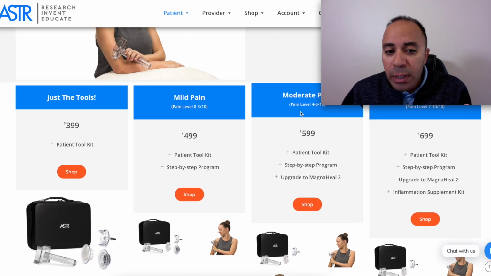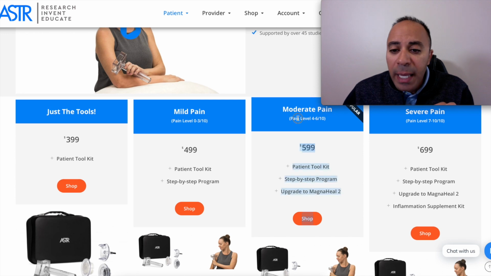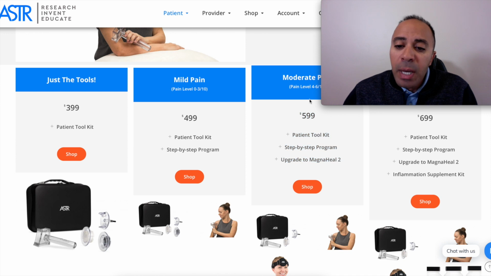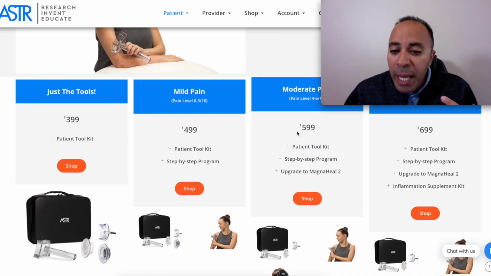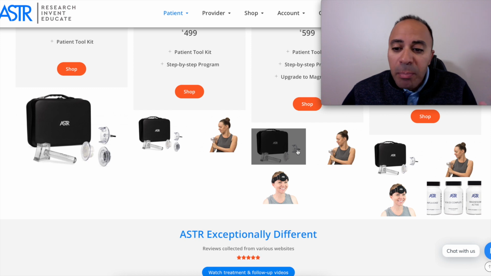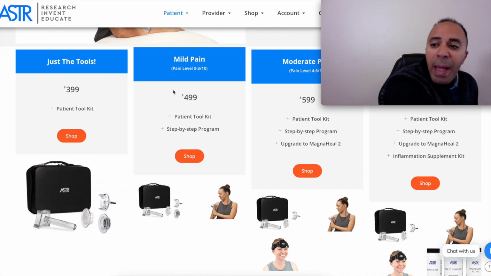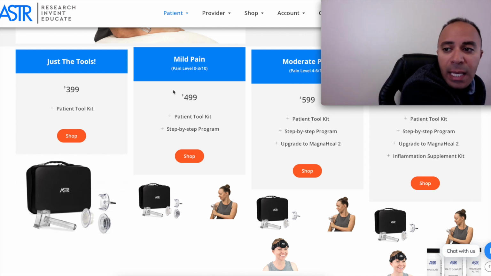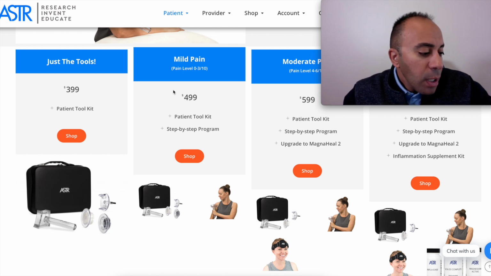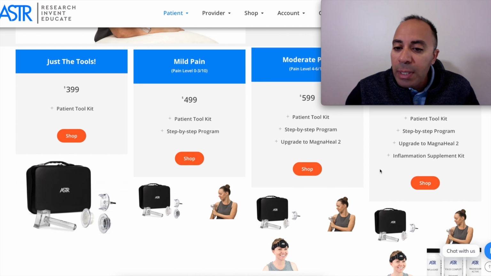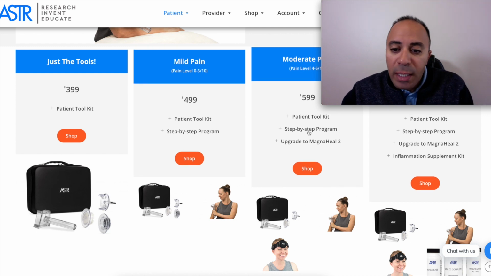The second category we have, or the third one, is if you have moderate pain. If your pain level runs between 4 to 6 out of 10, we recommend the upgrade to a moderate pain package. For this package, the difference between the moderate and the mild is replacing the MagnaHeal 1 with the MagnaHeal 2, because it's 2 to 3 times stronger than the MagnaHeal 1 and can be worn throughout the day. It comes with one self-treatment program. You choose the one that you wish to treat.